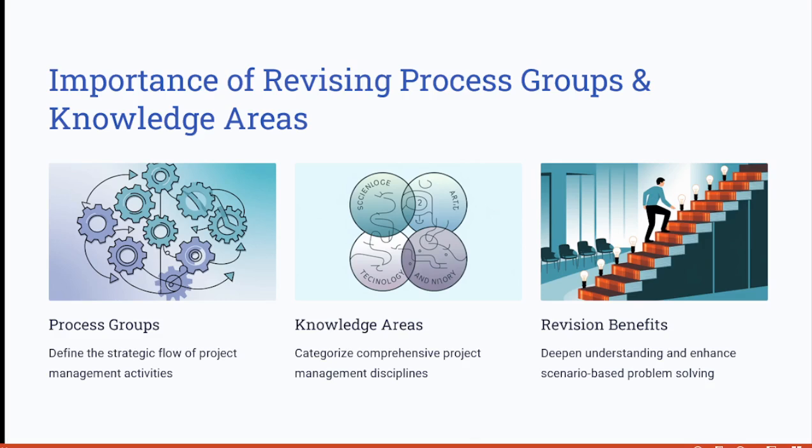Importance of revising the process groups and knowledge areas for the exam. The five process groups, including initiating, planning, executing, monitoring and controlling, and closing, structure the flow of a project, while the 10 knowledge areas, including integration, scope, schedule, cost, quality, resources, communication, risk, procurement, and stakeholder, categorize specific project management functions. Since your PMP exam tests the interconnections between these elements, regular revision helps candidates to internalize these concepts and apply them effectively in real world scenarios. Revising also helps candidates to identify the gaps in understanding and weak areas before the exam.